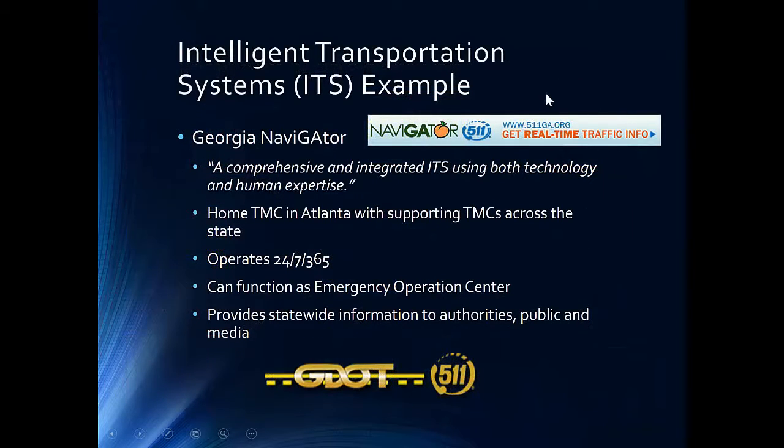There are systems out there that are great examples. The example they're providing here is the Georgia Navigator system. This is the transportation management system or center for the Atlanta region, where they're looking at monitoring roadways, managing incidents, interacting with emergency agencies, and pushing out information to the public and authorities so that people can make as informed decisions as possible in terms of their travel.